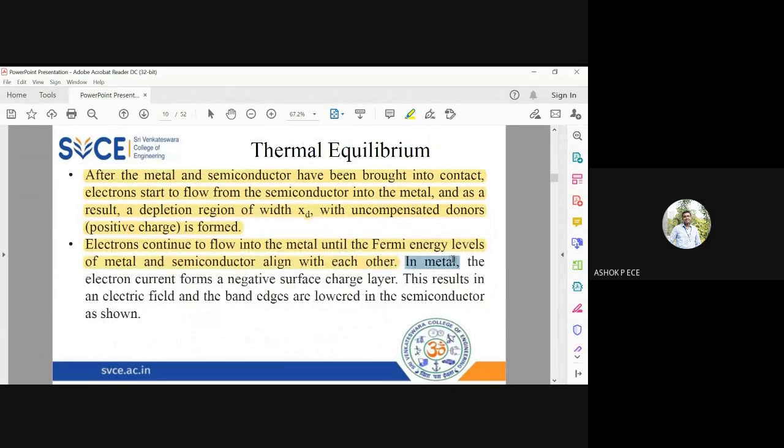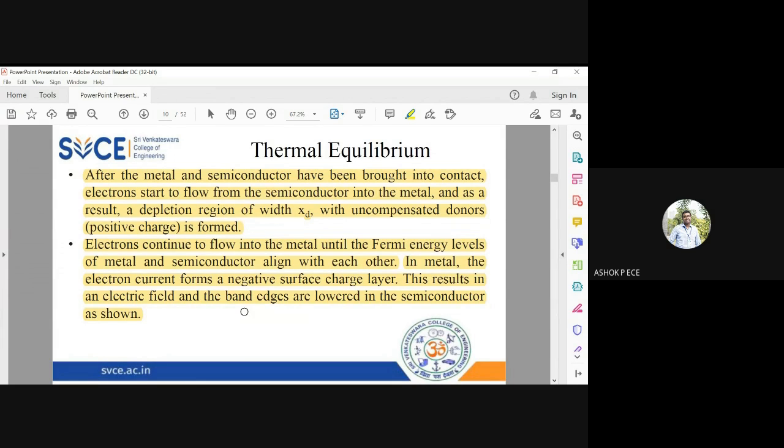So in the metal, the electron current forms a negative surface charge layer. This results in an electric field, and the band edges are lowered in the semiconductor, as shown. Because of the barrier potential or depletion region being formed, there exists a strong electric field across the metal semiconductor junction. Everything is the same as what we have studied, whether a metal oxide semiconductor device or a normal PN junction diode: wherever a contact is made, you will have a barrier potential or depletion region developed. The depletion region will have a specific width and a specific voltage.